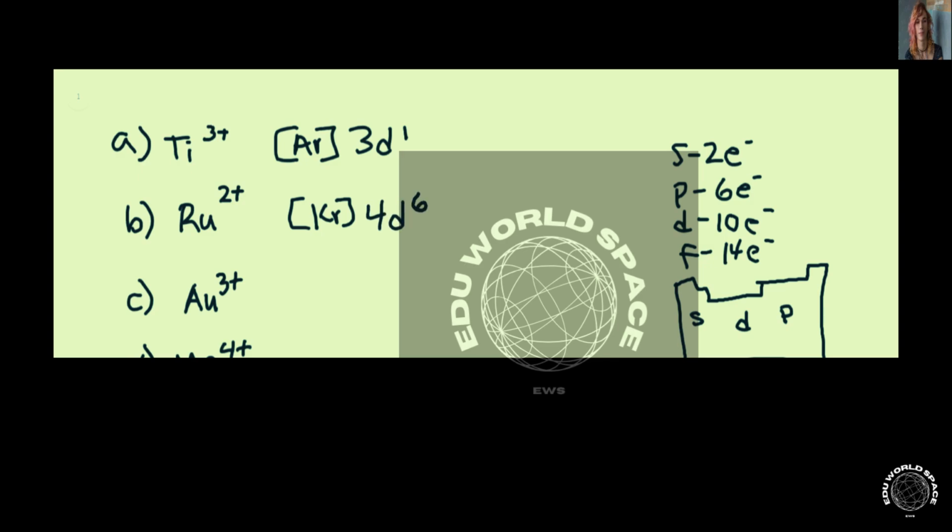Gold 3+, the noble gas that comes before gold is going to be Xe. And then that 3+ is going to take out 3 electrons from where that gold is. But first we're going to go through the 4f orbital.